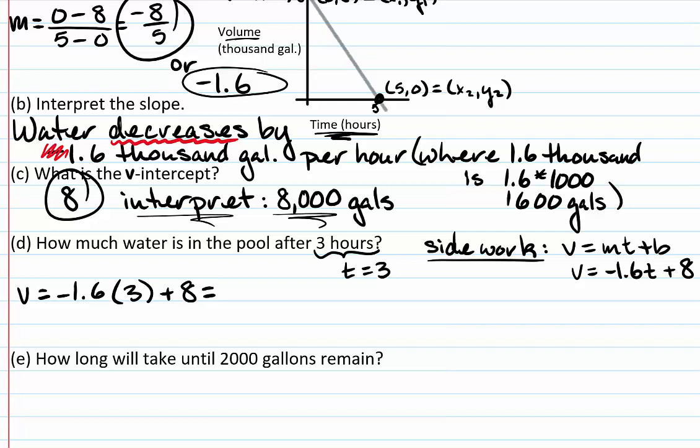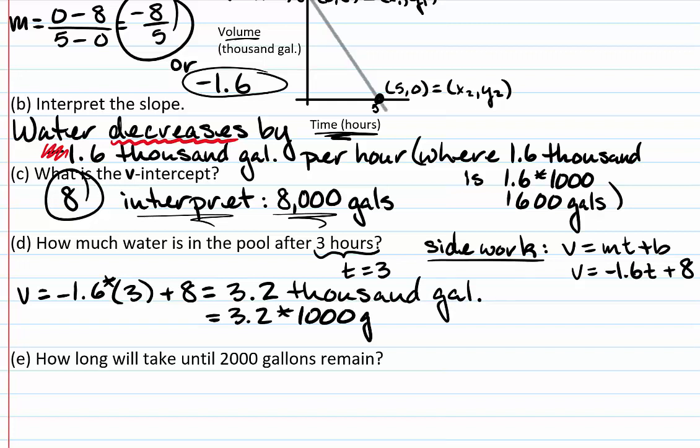You can put that into a calculator. Just make sure you multiply or use parentheses, either way. And if you put that into a calculator, you're going to get 3.2. But that's in thousands of gallons, just like our y-intercept was. So if you want, you could write it like that, or you could write that as 3.2 times 1,000, which will give you 3,200 gallons.